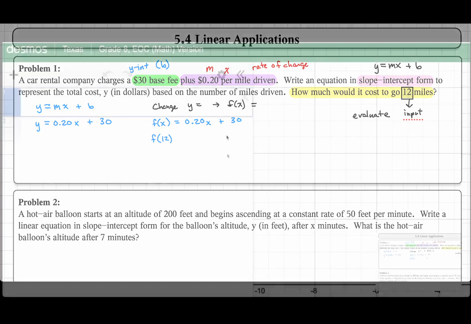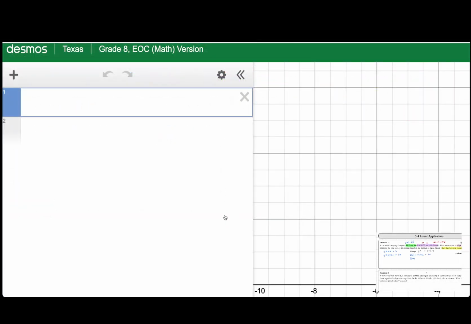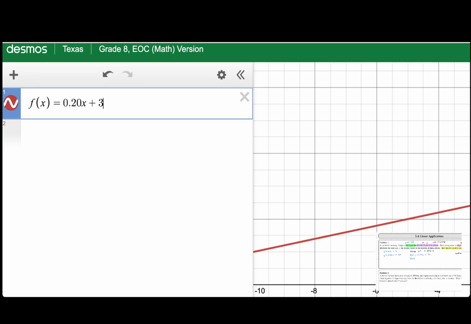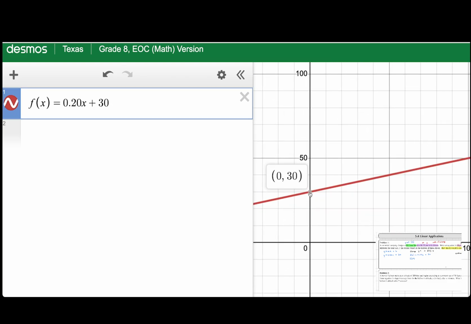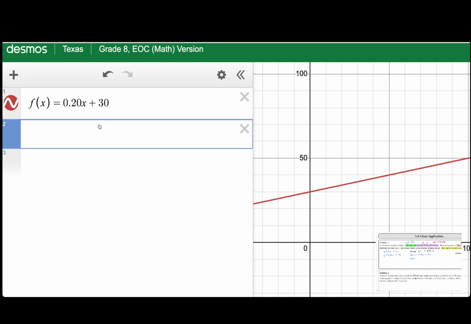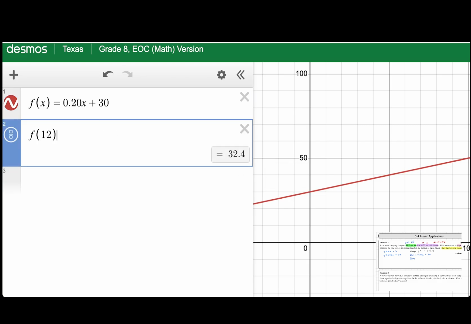Okay, so we're going to go into Desmos and type f of x equals 0.20x plus 30. This is going to make a picture, which we could use if we wanted to. If you find your y-intercept, where it's crossing the y-axis, that is your initial value or your base fee. The second part is now we're going to type in f of 12. That produces an evaluation of 32.4. Because we're dealing with dollars, we do not want any fractions, so this is not a good answer, but 32.4 is a good answer.